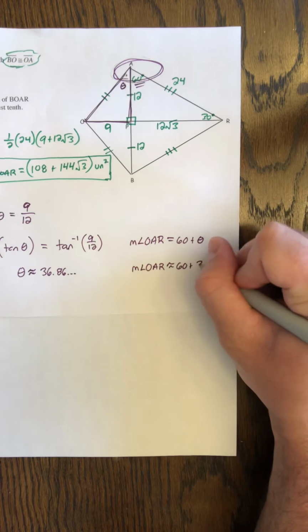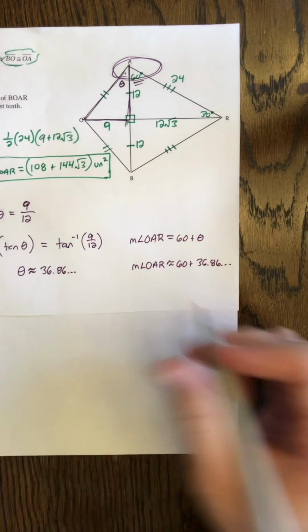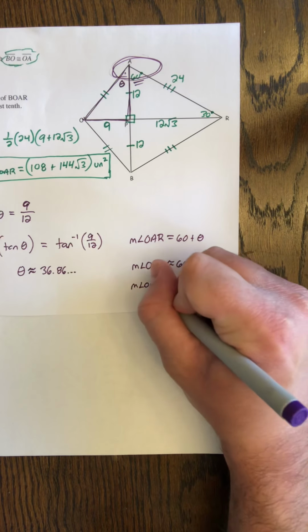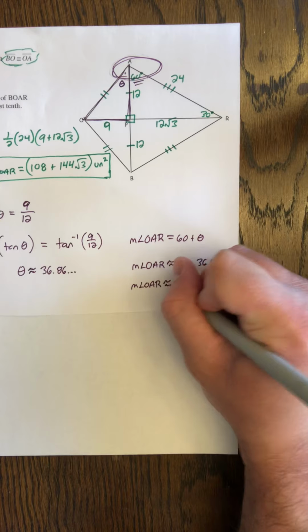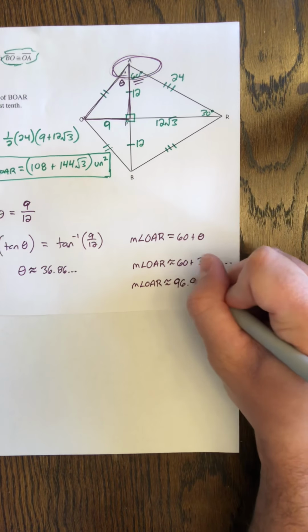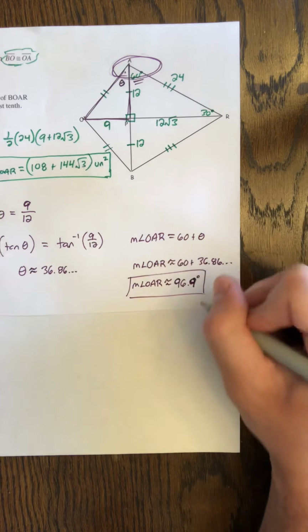Since theta is approximately 36.86, the measure of angle OAR is going to be approximately 60 plus 36.86. We're going to round to the nearest tenth because the directions told us so. So the measure of angle OAR is approximately 96.9 degrees. The measure of angle OAR is about 96.9 degrees.